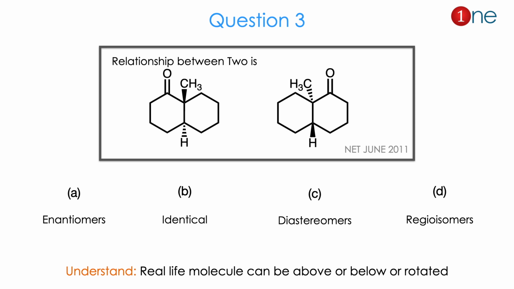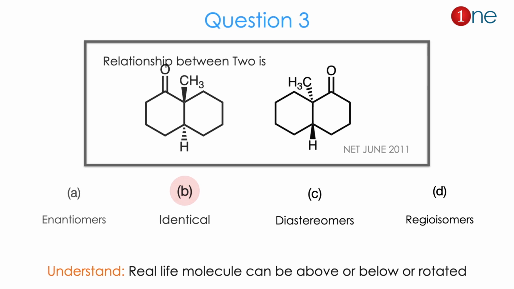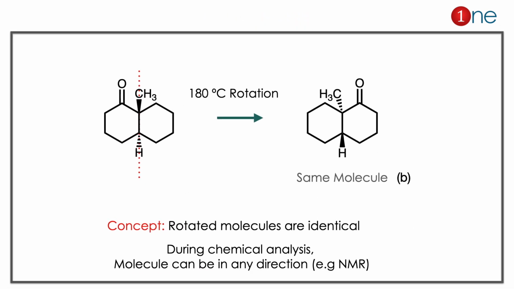Because the real-life molecule can be above or below or rotated, you cannot specify the molecule; above or below is just our point of view. The answer is B. Let us see how. The starting material has methyl above, hydrogen below. If you just do a 180-degree rotation, you get the same molecule which is given as a choice there. So the molecule is just rotated, and you have the same molecule. So the answer is clearly B.